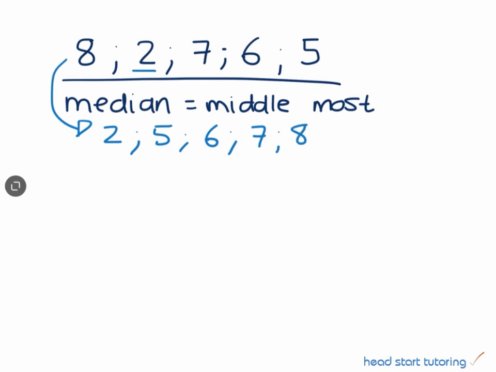Okay, so this one is quite a nice example because we've got an odd number of numbers, which means we will have a perfect middle number, which is 6. So the median of 8, 2, 7, 6, and 5 will be 6 because we've got 2 numbers on either side of our 6, which means 6 is our middle number.